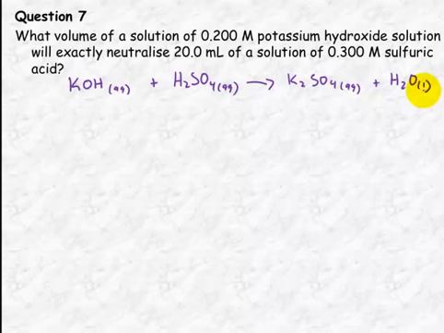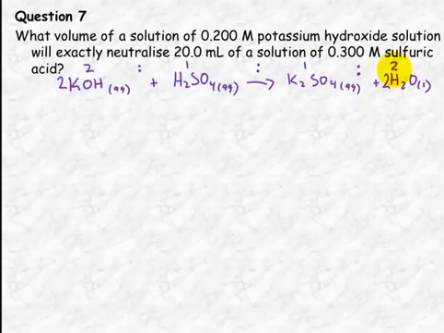Needs to be a balanced equation, so I've got 2 potassium here, so I'll need 2 potassium here, and I've got an extra hydrogen, so I'll need to put 2, 4 and a 2 there. So I've got a balanced equation now. My mole ratio 2 to 1 to 1 to 2. Okay, let's look at the information that's been given to me.